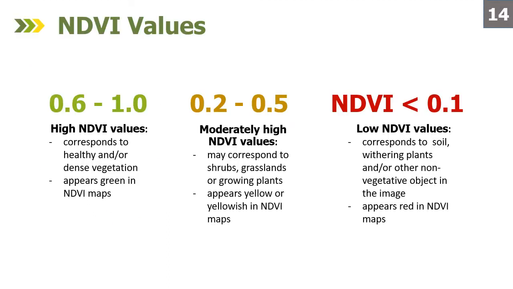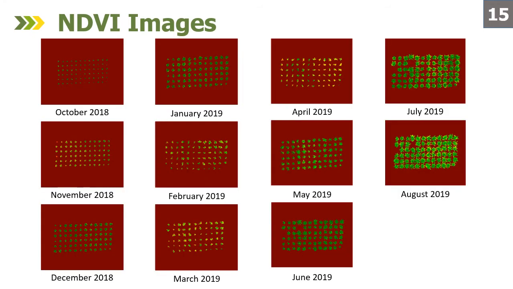Point 6 to point 1 are high NDVI values and correspond to healthy or dense vegetation, and appear green in the NDVI maps. Point 2 to point 5 are moderately high NDVI values and may correspond to shrubs, grasslands, or growing plants. They appear yellow or yellowish in NDVI maps. Values less than 0.1 correspond to soil, withering plants, or other non-vegetative objects in the image. They appear red in the NDVI maps.